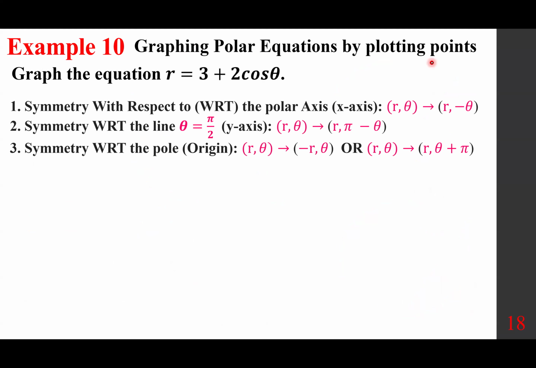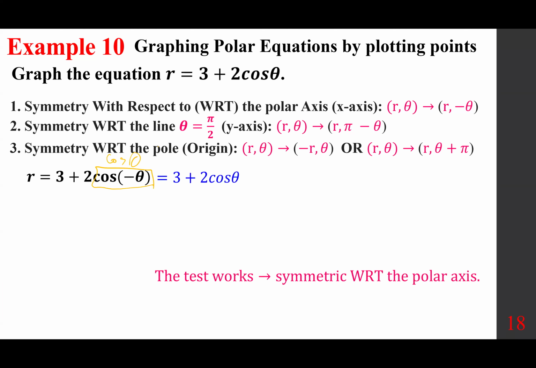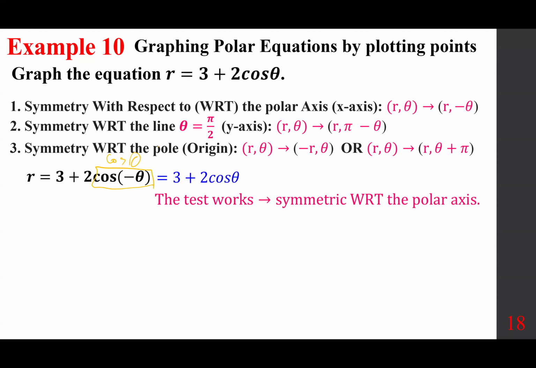Graphing a polar equation by plotting points. Graph the equation r equals 3 plus 2 cosine theta. And we are going to, just for practice again, look at the symmetry. First things first, we look at the symmetry with respect to the polar axis by replacing theta with negative theta. As you know, cosine is even. Therefore, this is the same as cosine theta, and therefore the test works. It's symmetric with respect to the polar axis.